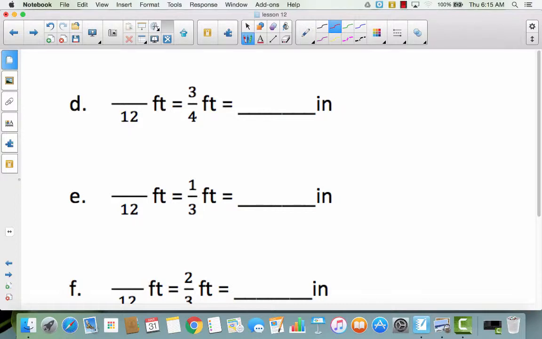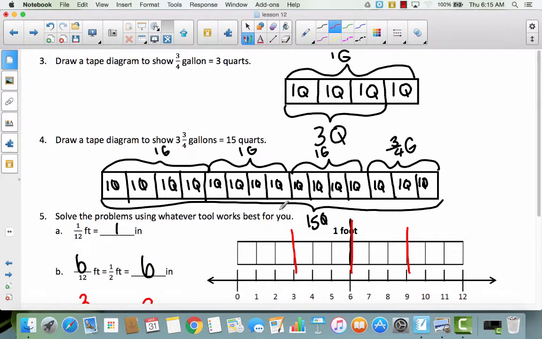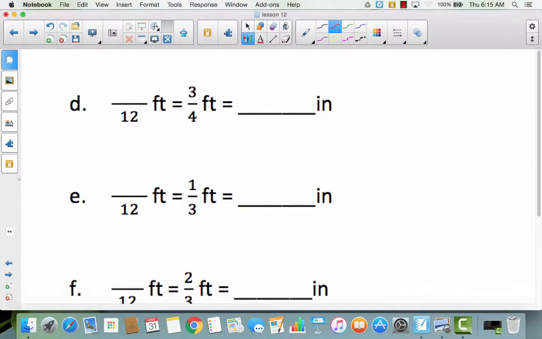Okay, so let's take a look at this one. Now we're going to use the same strategy to try to solve the rest of these. So we may have to go back and look at our model. This time we have 3/4 of a foot. So let's go back and look. If I had 1, 2, 3, 4, 5, 6, 7, 8, 9 out of 12 in 3/4, this would be 9/12 is equal to 3/4, which is equal to 9 inches.